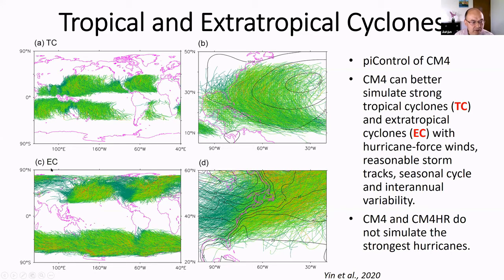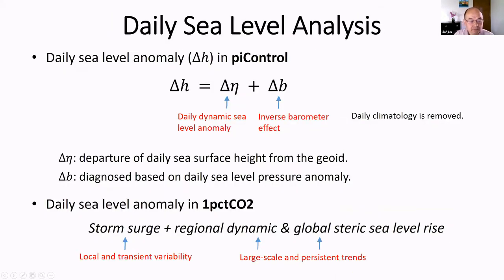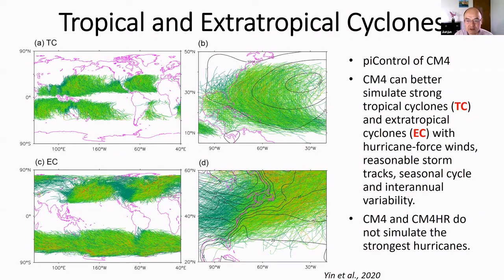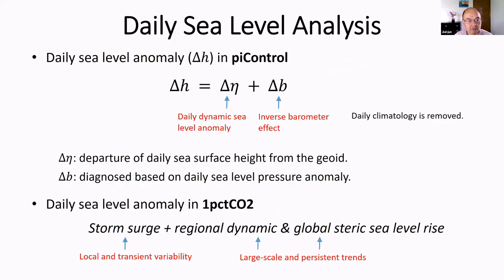Panel C shows the storm track of the extratropical cyclone EC. This is the storm over North Atlantic and North America. The contour line is the near surface temperature and the gradient during wintertime. You can see the strong baroclinicity just east of the coastline. So these strong storms can cause severe storm surge in CM4 and CM4 HR.